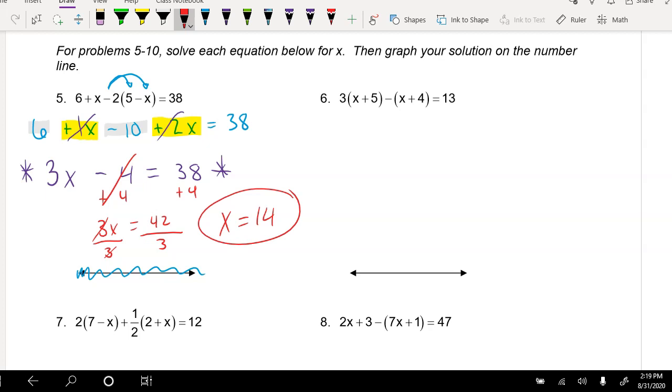So when you see the distributive property, go ahead and distribute. Watch out for negatives. After you do that, combine your like terms. Once you have that, you should have a two-step equation. Step 1, step 2, and you're done.